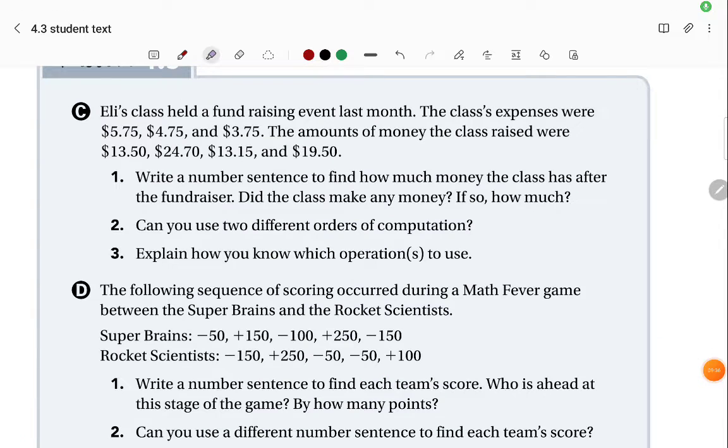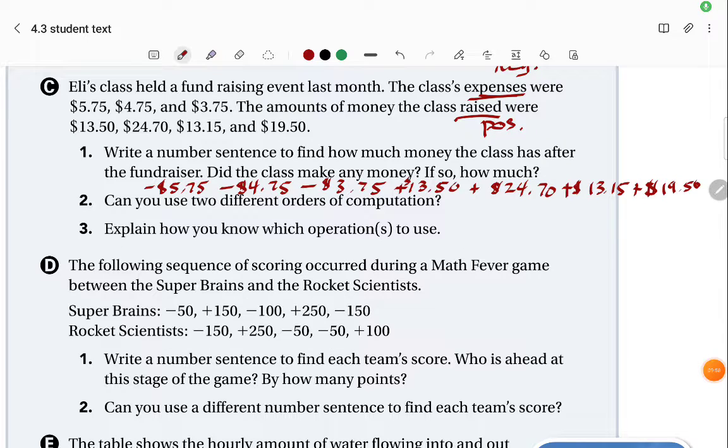Go ahead and try this next one with fundraising. Now remember, these expenses right here are negative amounts because those are costs. And then the amount raised, those are positive amounts. So just keep that in mind as you work on this. Pause the video, try it on your own.